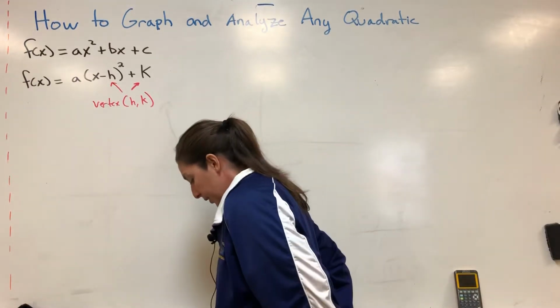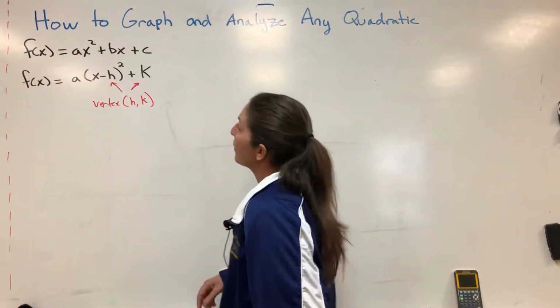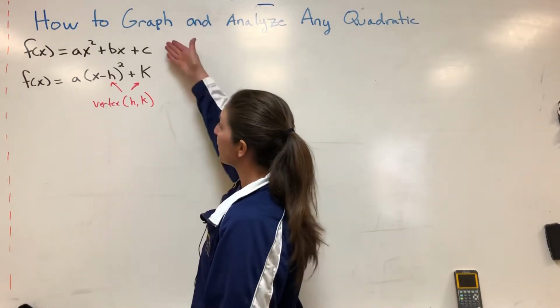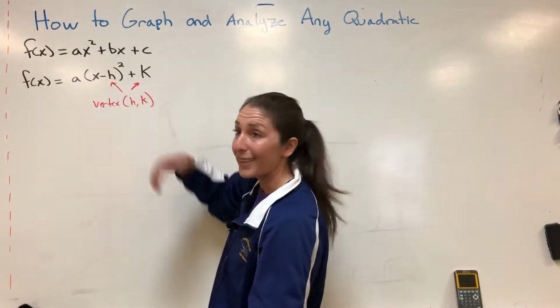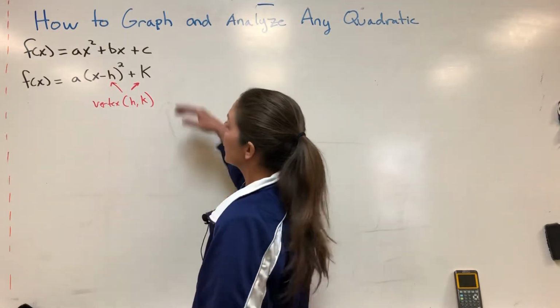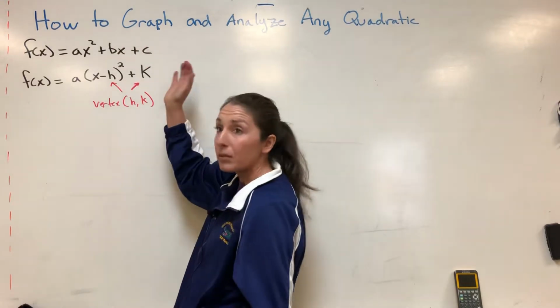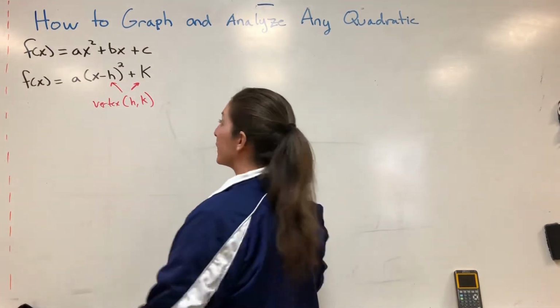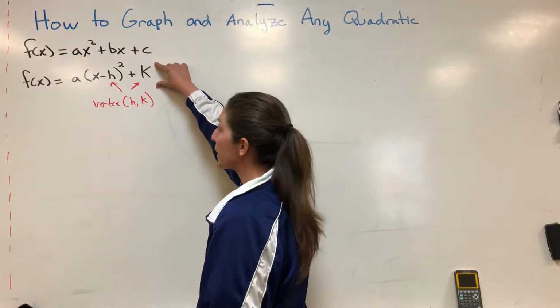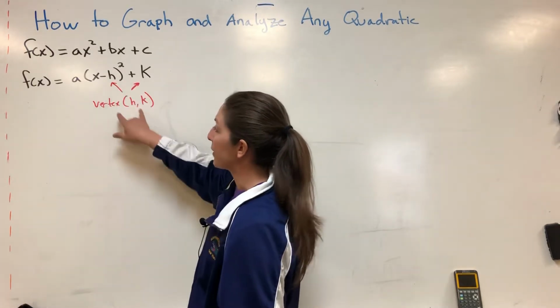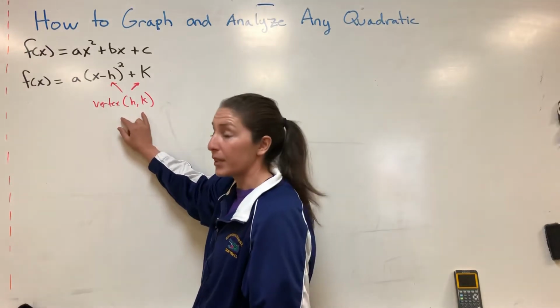So now the question is, how do I pick out my relevant pieces of information to make my parabola if I'm just given things that look like this? Well, in general form, I don't know. We have to do some work. But in standard form, also called vertex form, I can very nicely pick out my H and my K here, and this will give me the vertex.